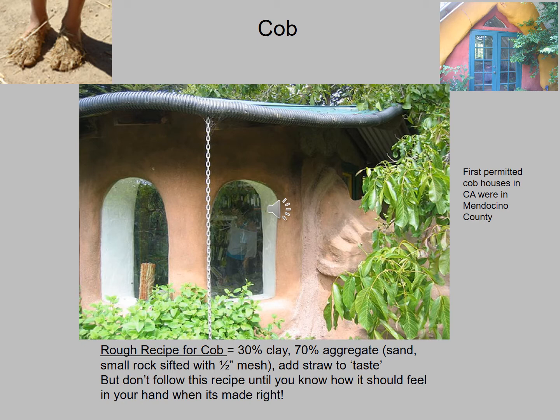The rough recipe for cob is about 30% clay, 70% aggregate, which is sand or small sifted rock, and then straw added and water. And you have to work with it a lot to know just the right amounts of each of those, because your clay is going to have different consistency in different places. The aggregate can change a little bit too, so you mess around with it and you figure out the right consistency to make that wall nice and solid and easy to work with as you make it.